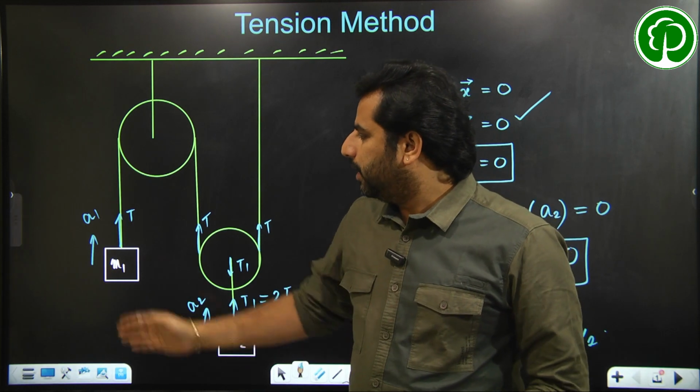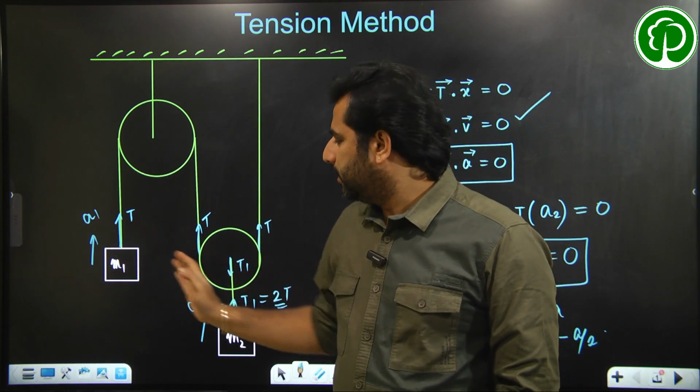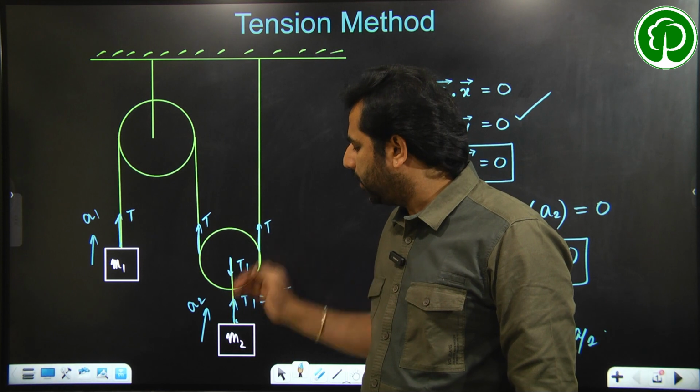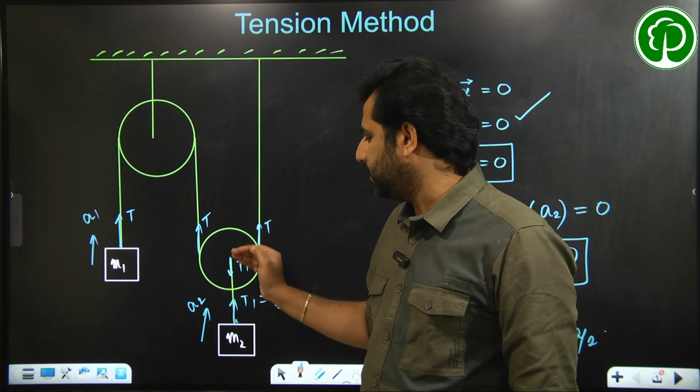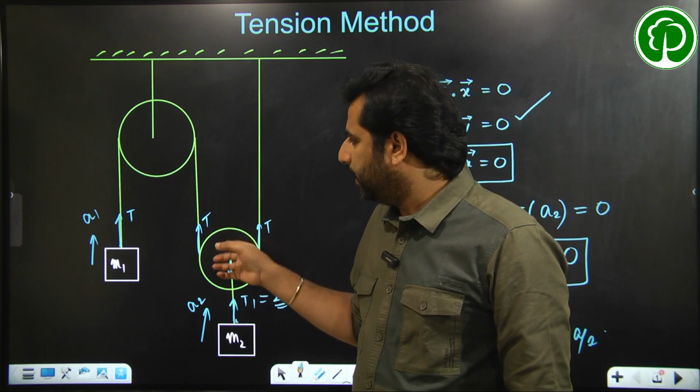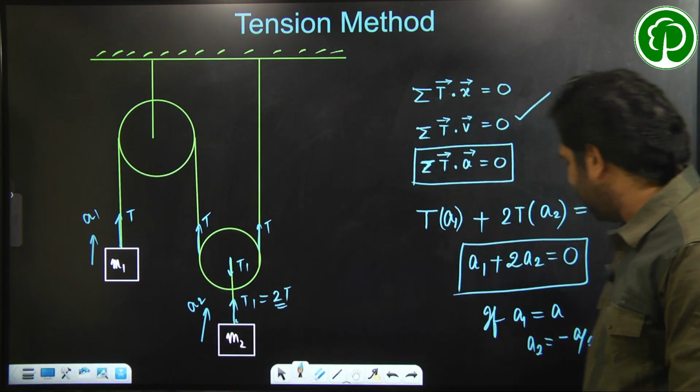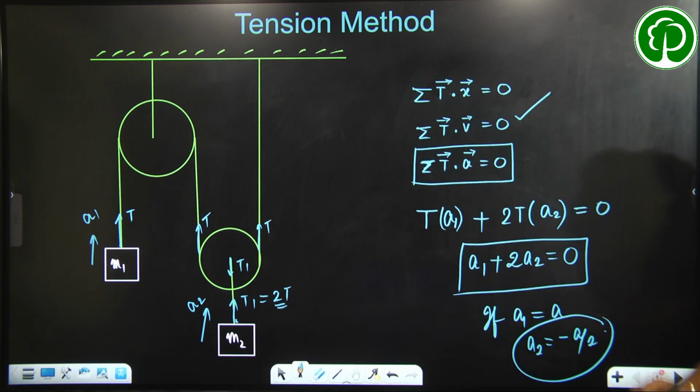Similarly, if the acceleration of M1 is A up, then the acceleration of the pulley, or M2, because the pulley and M2 are connected with a single string, would be A by 2 down. So that is what we derived here. A2 is equal to minus A by 2 if A1 is A. The constraint equation is A1 plus 2A2 is equal to 0.